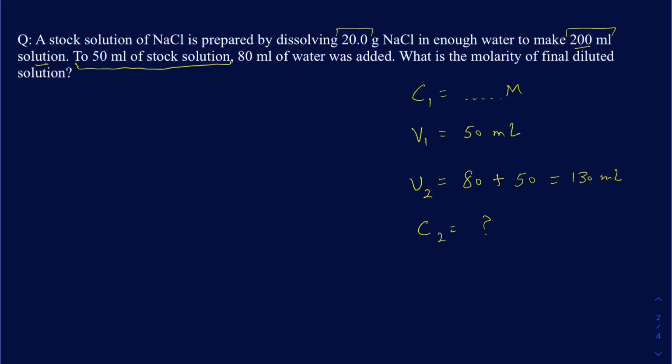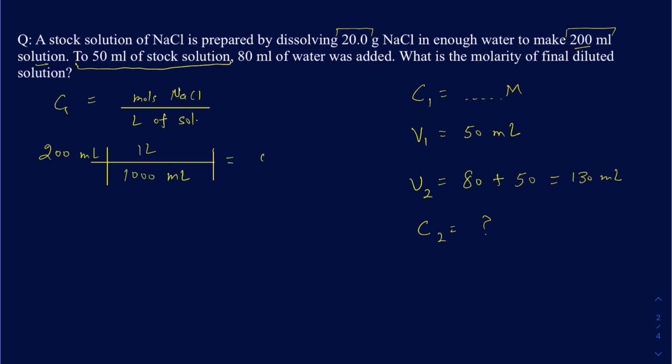So remember, your C1 can be calculated by doing moles of NaCl divided by liters of the solution. Okay, we know the liters of solution. Well, technically, we were told we have 200 milliliters of the solution in the beginning. Make sure to convert the 200 milliliters to liters. That's just a conversion factor: 1 liter is 1,000 milliliters. So it's going to be 0.2 liters of the solution there.